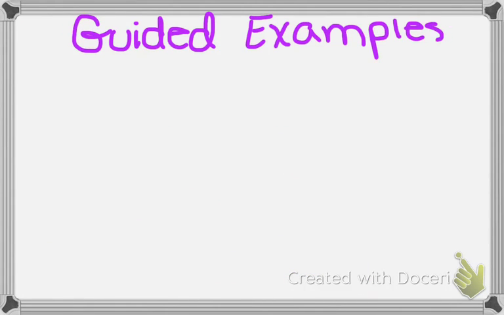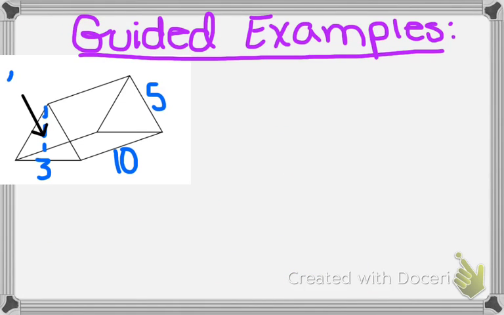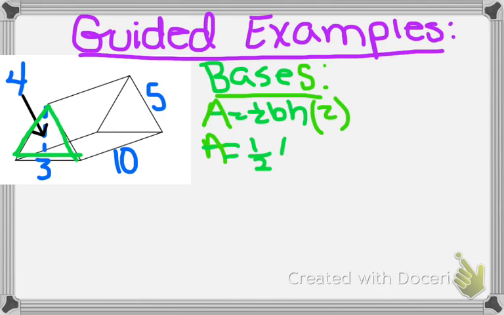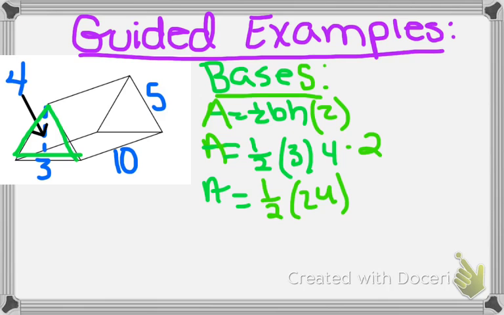The next examples we are going to be doing are guided examples, so we would like you to try them with us. This is a triangular prism. First, we'll start off with the bases. Area equals half times base times height times 2. Area is half times 3 times 4 times 2. Area is equal to half times 24. So area equals 12 units squared.